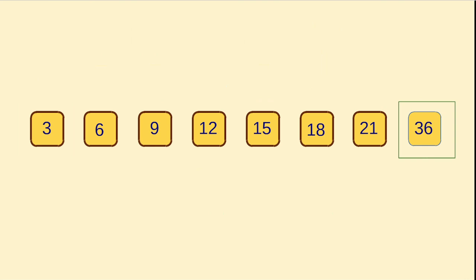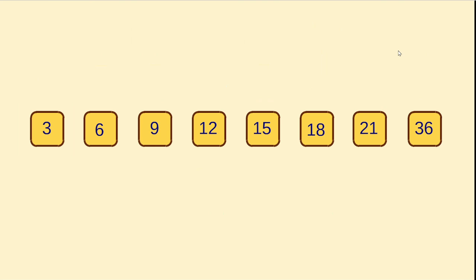And finally we have only one element in the green rectangle, so we don't have anything to swap with, so we lock this element. Now at this point we have all the elements placed in increasing order, so it is in the sorted state. So 3, 6, 9, 12, 15, 18, 21, 36. Now we have the array in the sorted form.